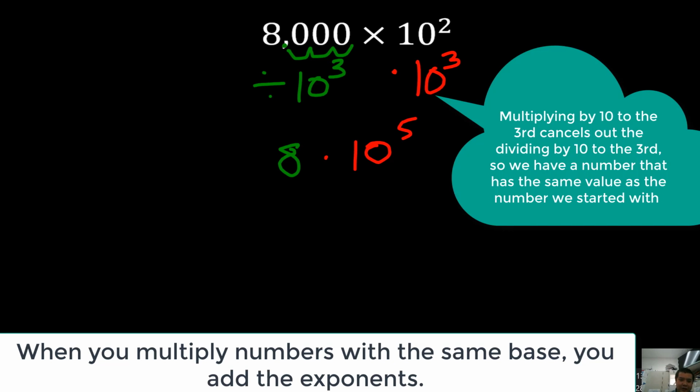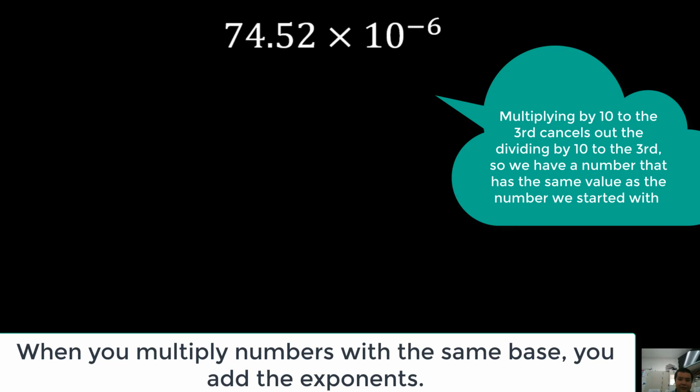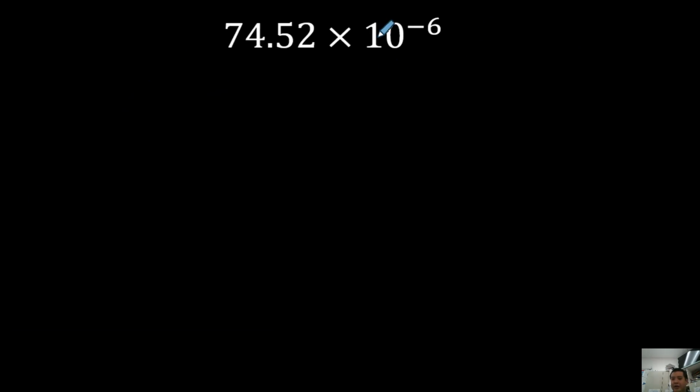Conversely, we can still do this with negative exponents. Okay? So here, this is too big. We want to move the decimal place over one time to make our coefficient smaller. So since we're making a coefficient smaller, we're going to divide by 10, move it one decimal place back.